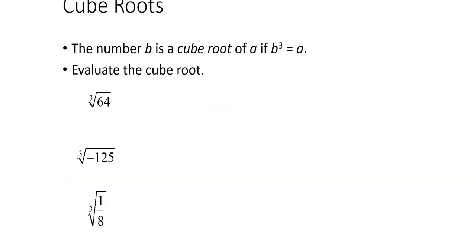All right, the number is a cube root if I can cube the number and get back the original one. So I can take the cube root of 64, and it'll give me 4. Why? Because 4 times 4 times 4 is 64.